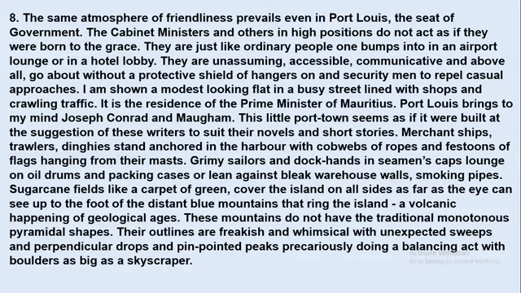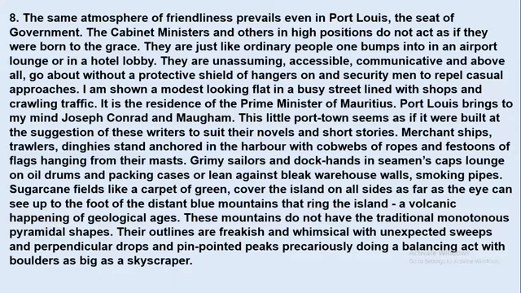Then he says Port Louis brings to my mind Joseph Conrad and Maugham. This little port town seems as if it were built up with the suggestions of these writers to suit their novels and short stories. When he sees Port Louis, its structure, its infrastructure and all, he finds that it suits the novels and short stories which he has read.